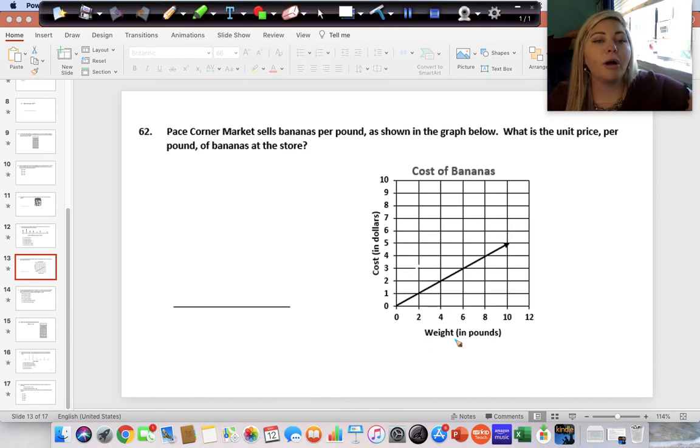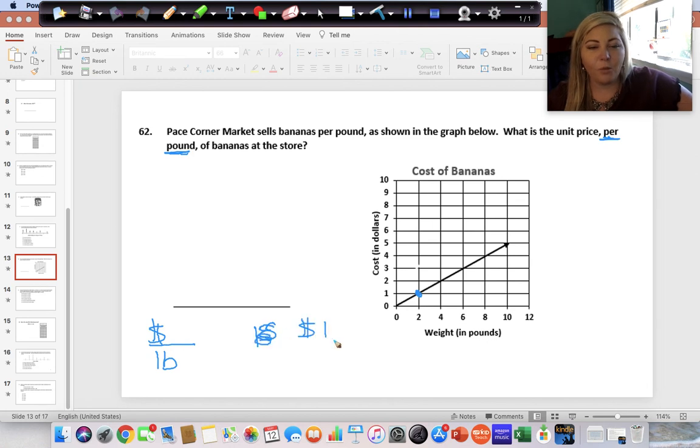Okay, Pace Corner Market sells bananas per pound, as shown in the graph below. What is the unit price per pound of bananas at the store? So if we were talking price per pound, that means the per pound needs to go on bottom. So then the price is going to go on top. So it looks like it's $1. Oops, I did that backwards. Let's try that again. $1 for 2 pounds.